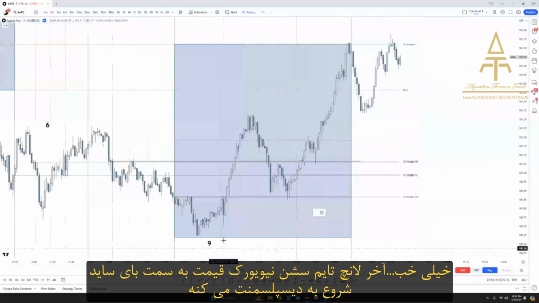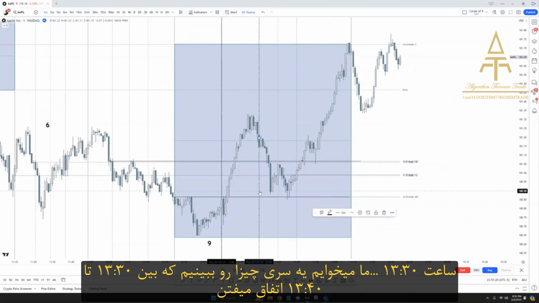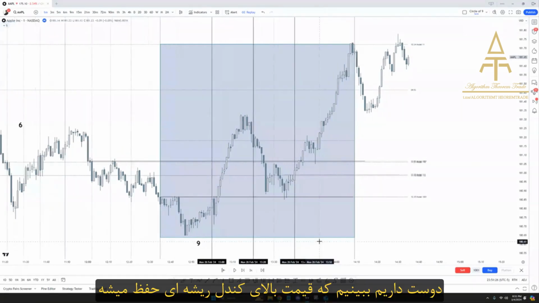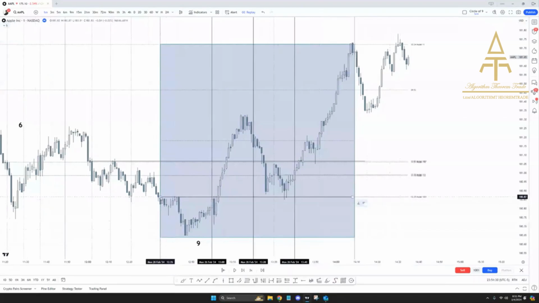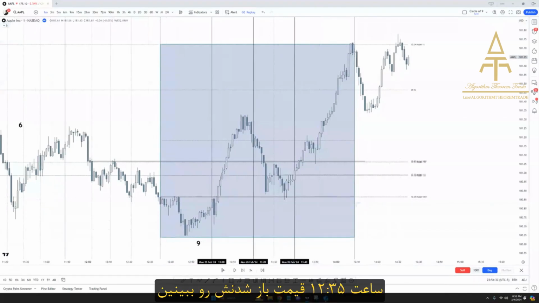So at the end of New York lunch, price begins to displace towards buy side. At 1330, we're going to want to see a couple things between 1330 and 1340. We're going to want to see that price holds above the root candle, 1235. Look at the opening price.